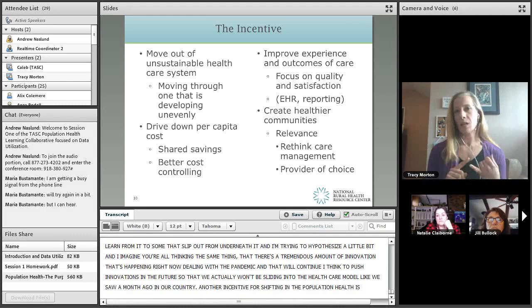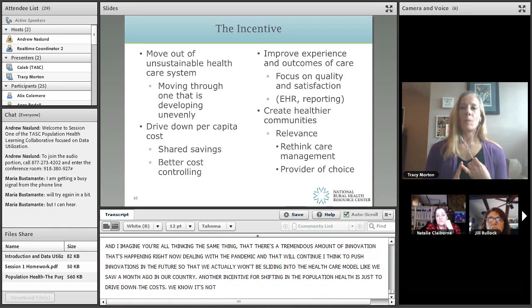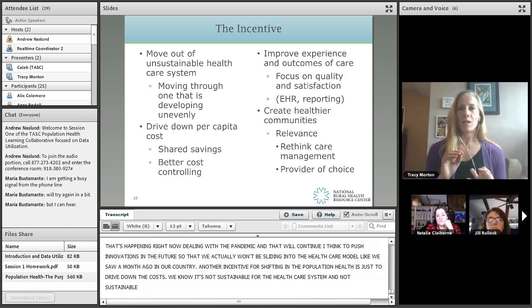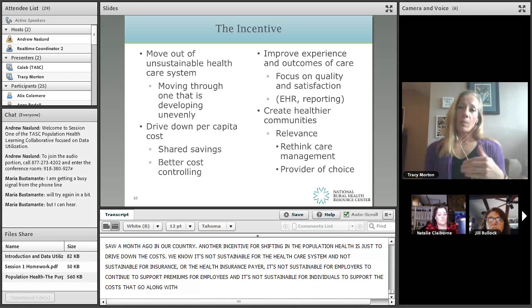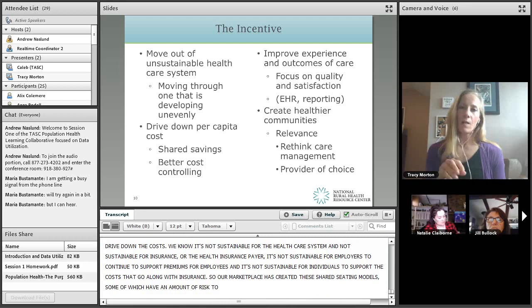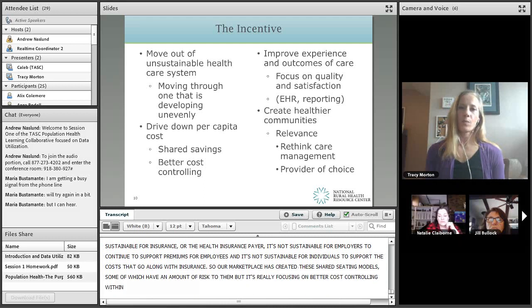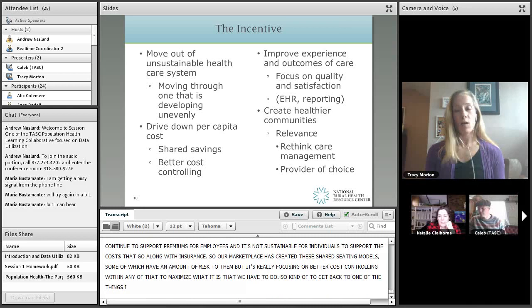But as we move through this system, we're all experiencing this: we're moving through this shifting healthcare environment as it's developing unevenly across the country as well. So we're stepping on these stones as they're shifting underneath us and finding some that are relatively stable, where we can feel firm within what's happening there and learn from it, and some that slip right out from underneath us. And I think, to hypothesize a little bit, and I imagine you're all thinking the same thing, there's a tremendous amount of innovation happening right now with dealing with the pandemic, and that will continue, I think, to push innovation into the future so that we actually won't be sliding back into a healthcare model like we saw even a month ago in our country.